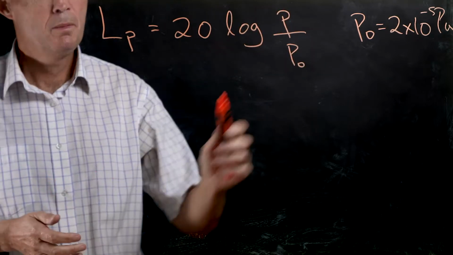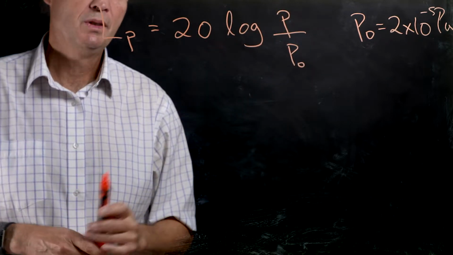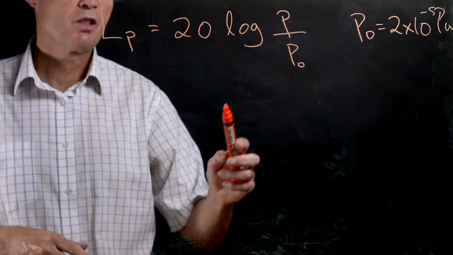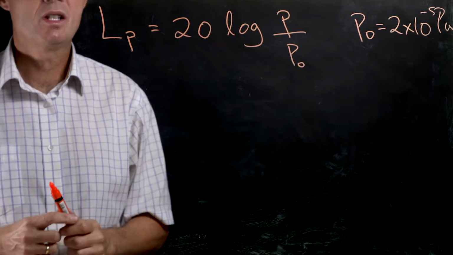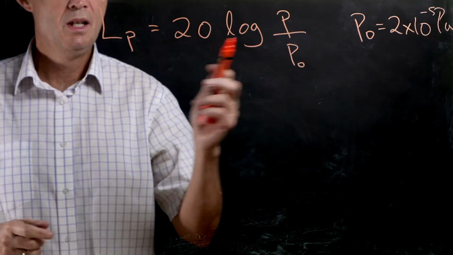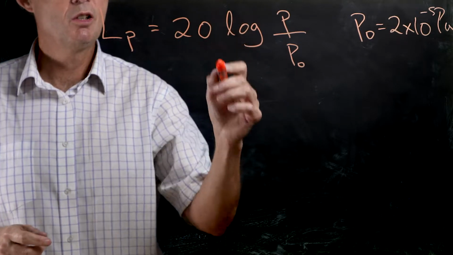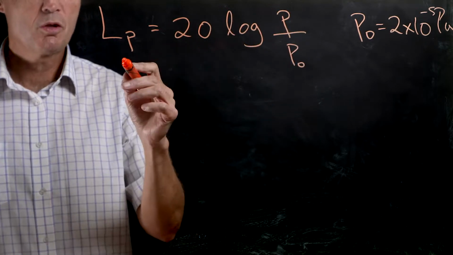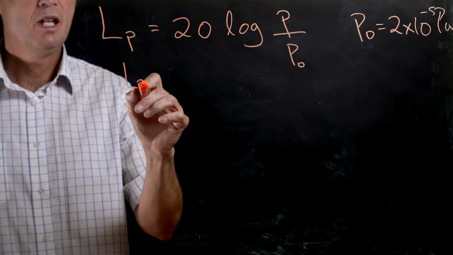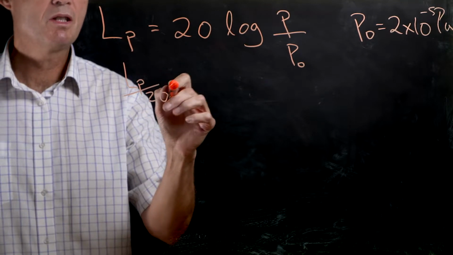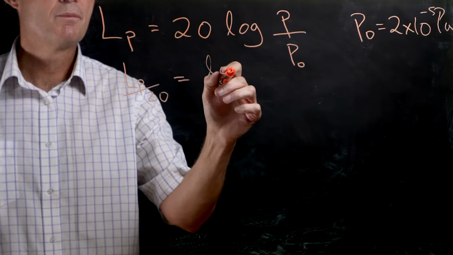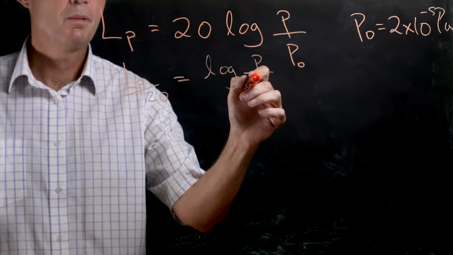And I know that one or two people have struggled a little bit with that. I think the reason why these people struggle with this is because we have a log function tied in with the formula. The thing to do first of all is to isolate the log term. Okay, so take the 20 across to this side, becomes LP divided by 20 equals the log of P divided by P0.